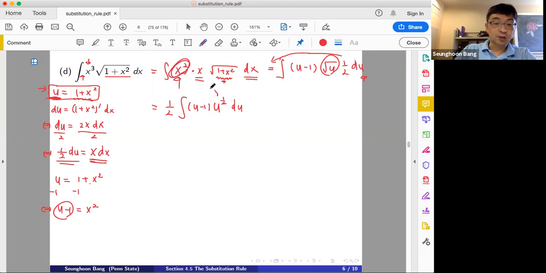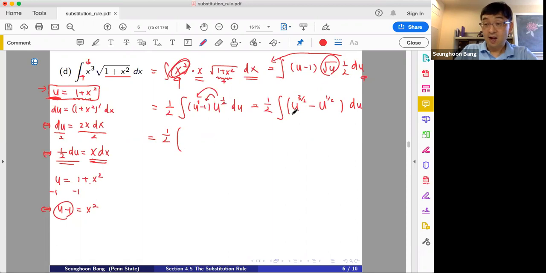Next, distribute u to the 1/2. Keep 1 over 2 integral. U to the 1 times u to the 1/2 is 1 plus 1/2, 3 over 2. We have u to the 3 over 2. The minus 1 times u to the 1/2 is u to the 1/2, du. You have to keep 1 over 2.